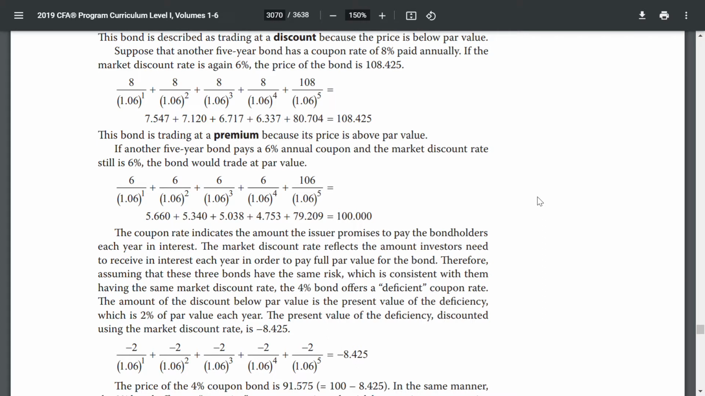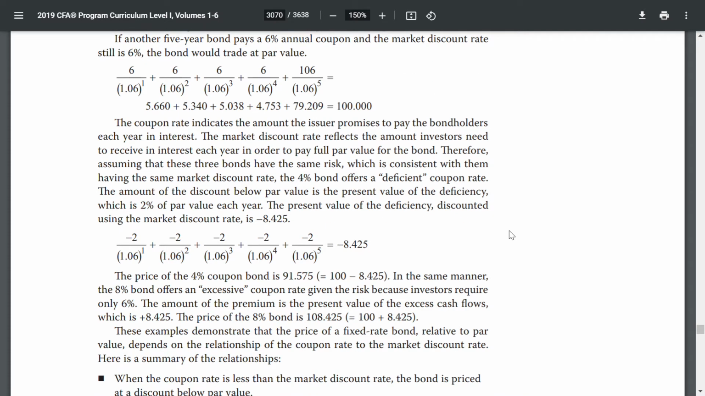If another 5-year bond pays a 6% annual coupon, and the market discount rate is still 6%, the bond will have a price of exactly 1x par value, or 100%, which is the same amount, or 0% return. The coupon rate indicates the amount of interest the issuer promises to pay the bondholders each year. The market discount rate reflects the amount investors need to receive in interest each year in order to pay full par value for the bond.